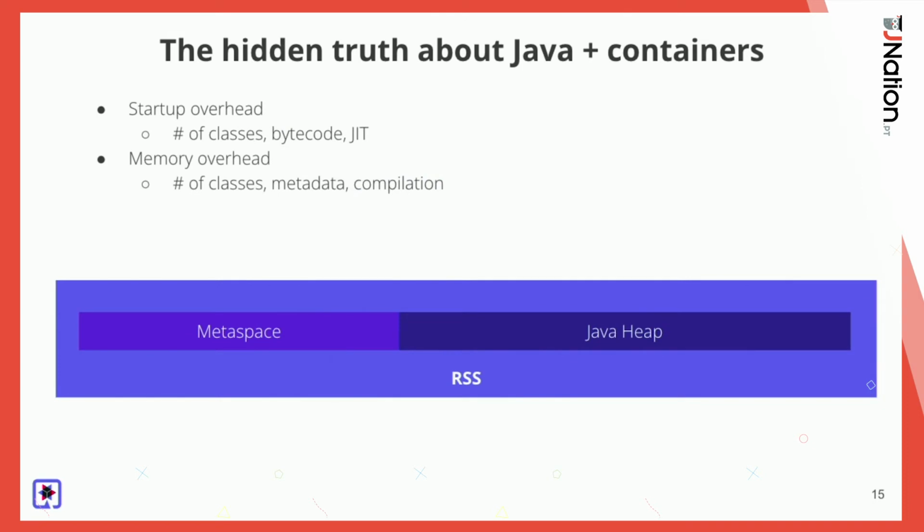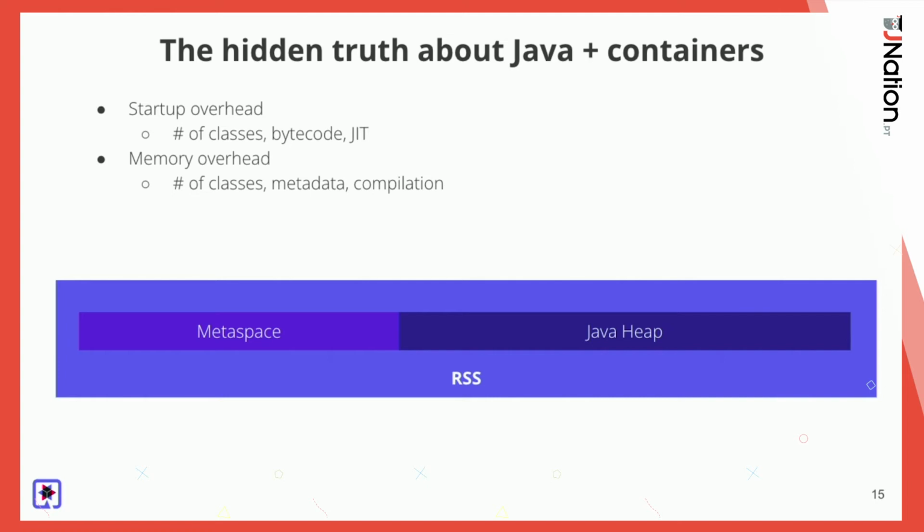Now, we need to talk about the hidden truth about Java and containers. When you talk about the memory usage of the JVM, it turns out that a lot of the memory that you're using is actually used by the metaspace. So you have two overheads when running on the JVM. You have the startup time overhead, which depends on the number of classes that you have loaded in your application, on the size of the bytecode, and the just-in-time information, and the just-in-time compiler.